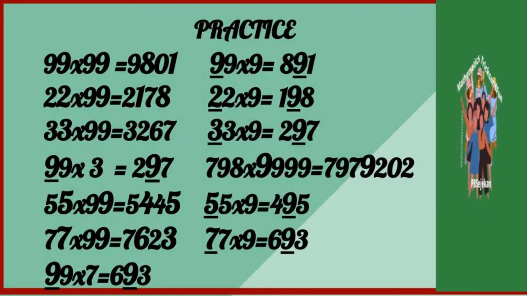These are for practice. Square of 99 is 9801. 22 multiplied by 99 is 2178. 33 multiplied by 99 is 3267. 77 multiplied by 99, 7623, and so on.